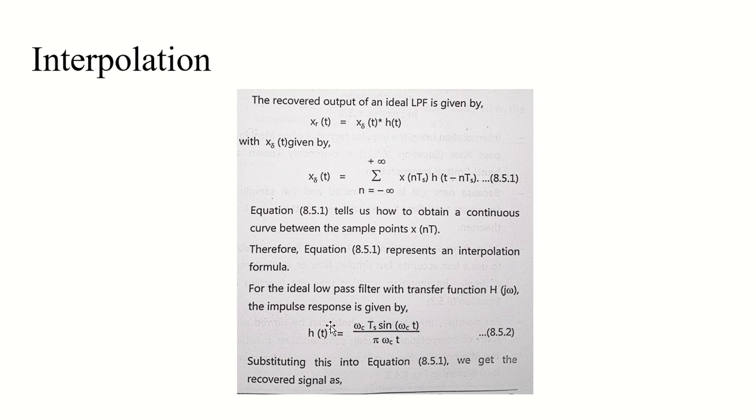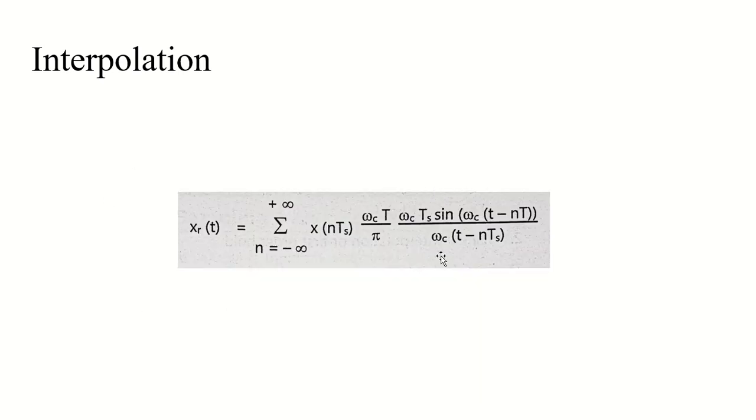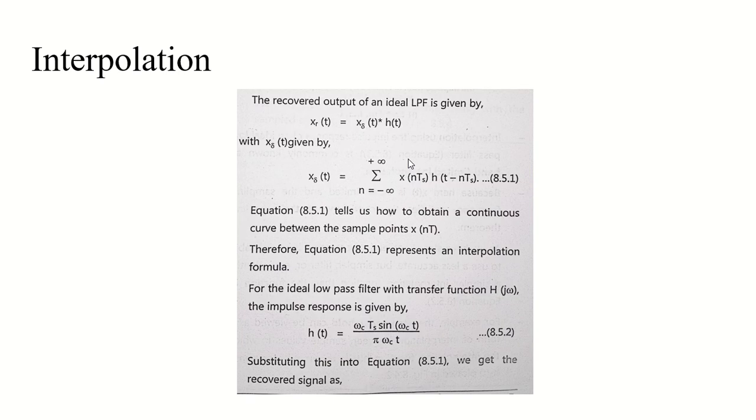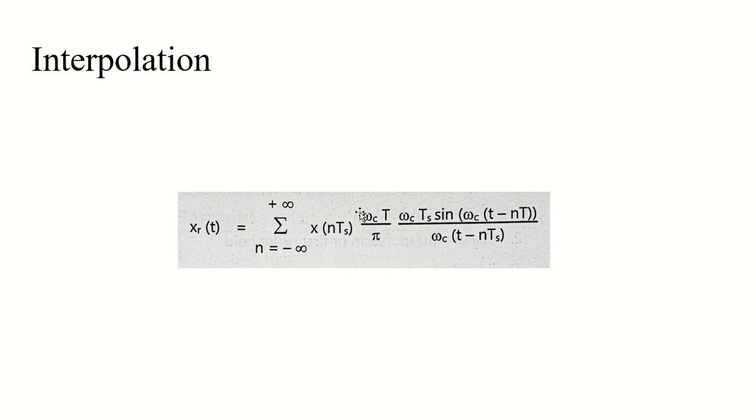And when we substitute the value of this h of t, this whole term here, what do we get? We get this equation, right? And this equation is representing the interpolation using the impulse response of an ideal low pass filter. Basically, we are taking summation minus infinity to infinity. The first term remains as it is, x of n ts, and instead of the value of h of t, we have to take the value of h of t minus n ts. So we will find omega c ts divided by pi, times sine of omega c (t minus n ts) divided by omega c (t minus n ts). This will be the whole term, and it is representing the interpolation using the impulse responses of an ideal low pass filter.